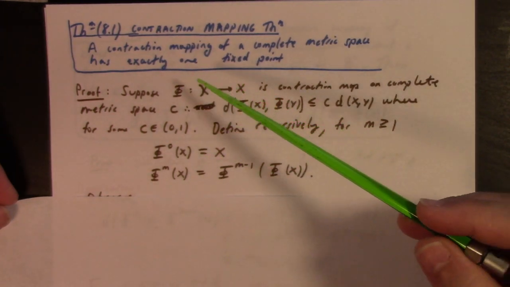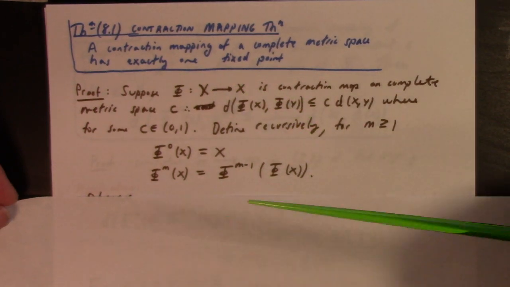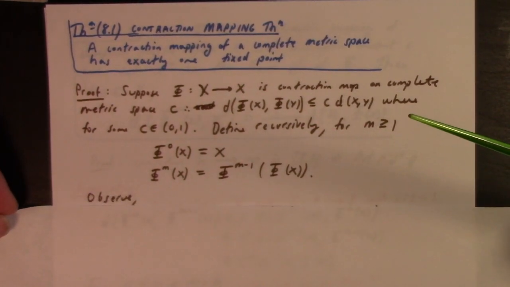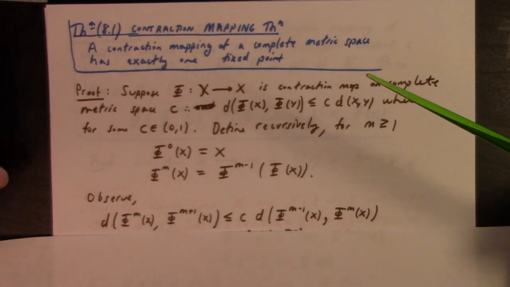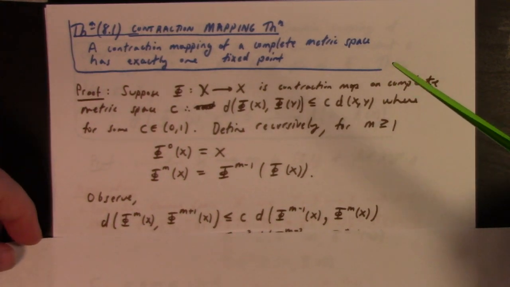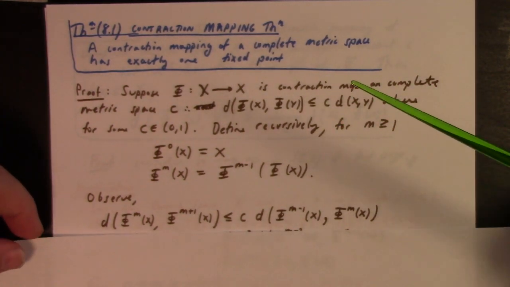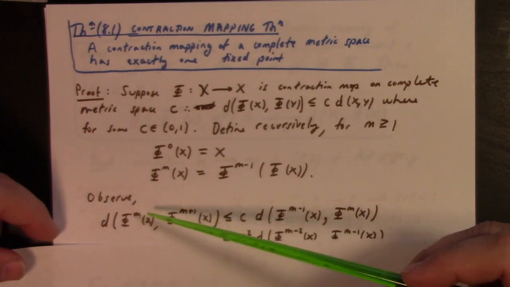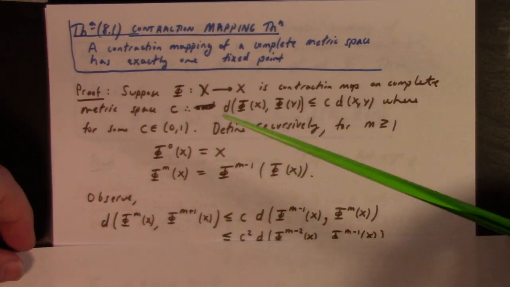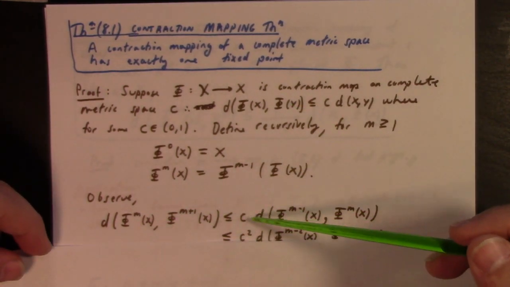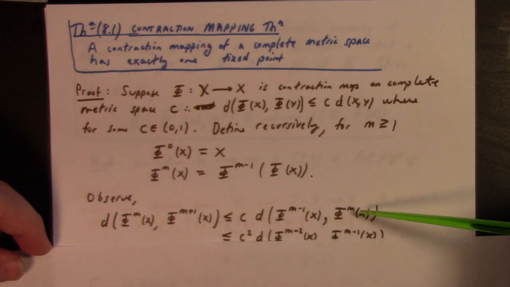Well, the first one is the given contraction map, and then past that, it's compositions of the contraction with the contraction with the contraction. Now, he says, observe that the distance from φ^m to φ^{m+1}, both acting on x, is less than c times the distance from φ^{m-1} to φ^m acting on x.